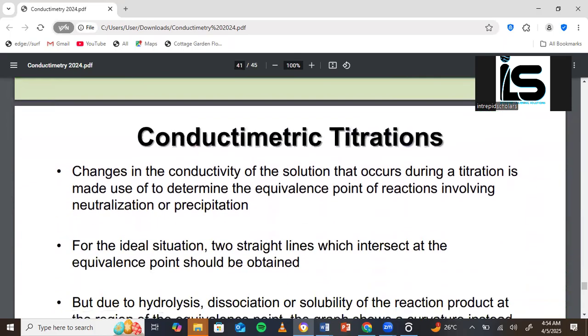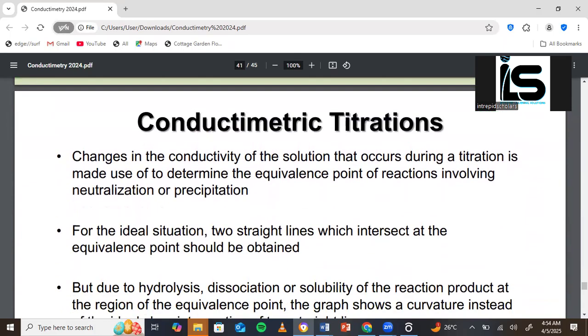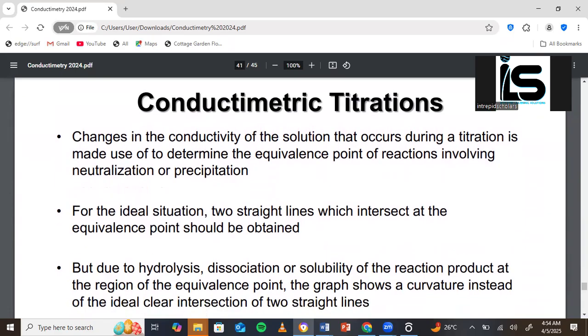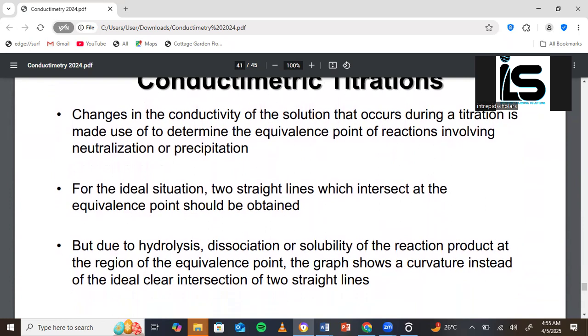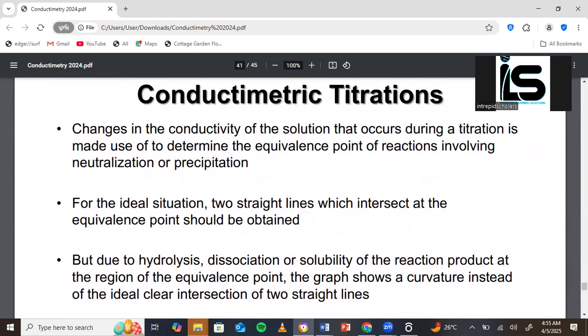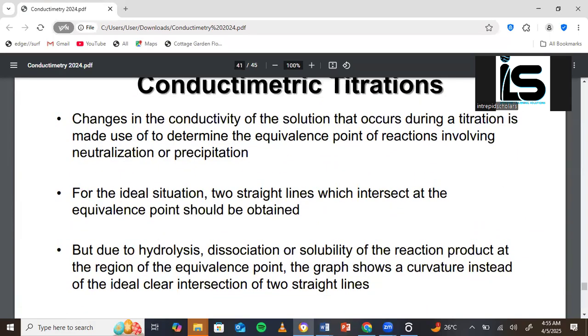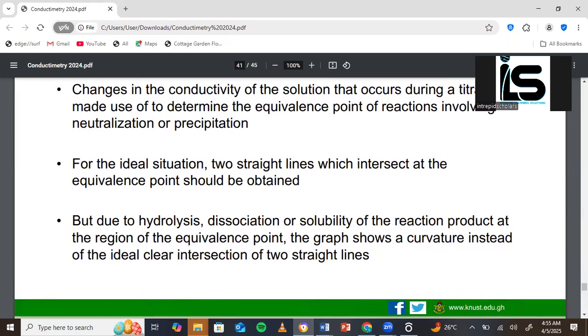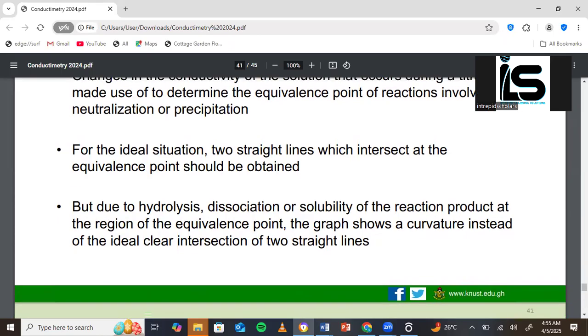Very simple. Now, titrations. Most of these will be done in the lab in another video, so you don't have to worry. But just for understanding, you just rush through this one, right? So we are saying that changes in conductivity of a solution that occur during a titration are made use of to determine the equivalent point of reactions involving neutralization or precipitation. For an ideal situation, two straight lines intersect at the equivalent point, right?